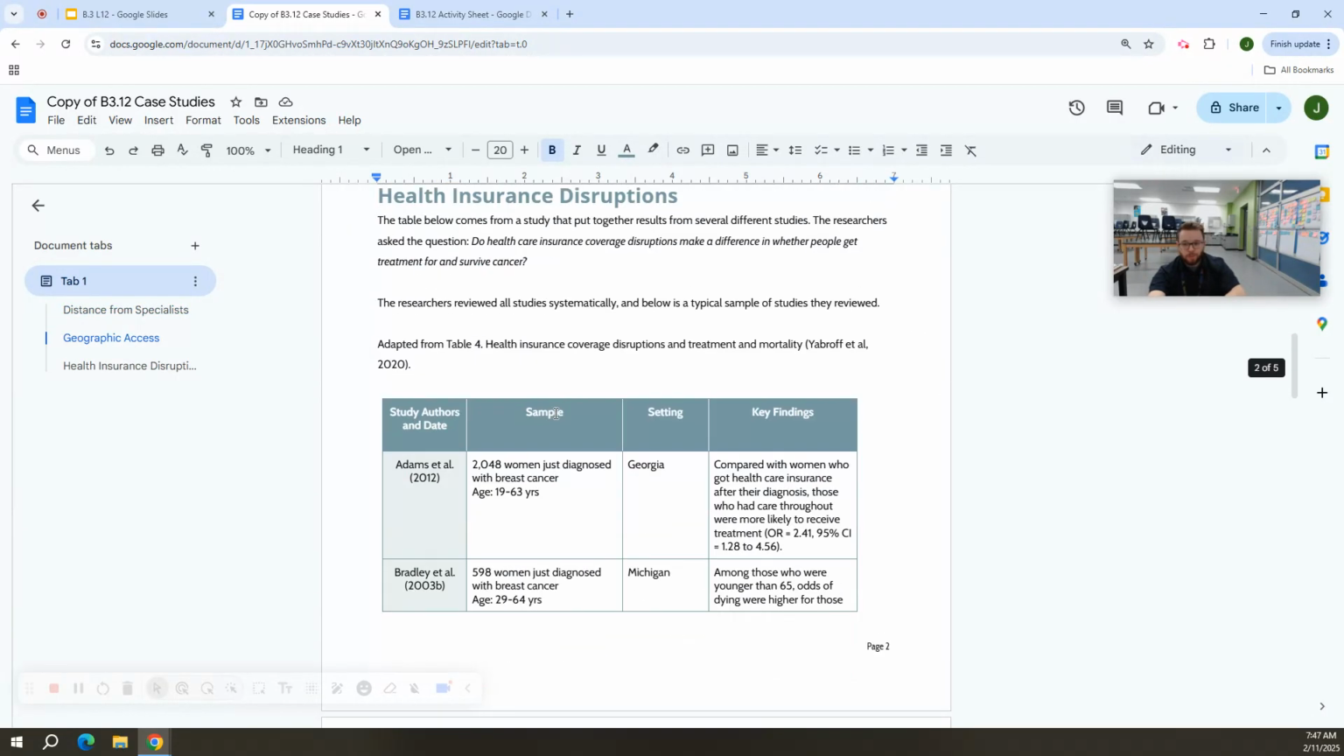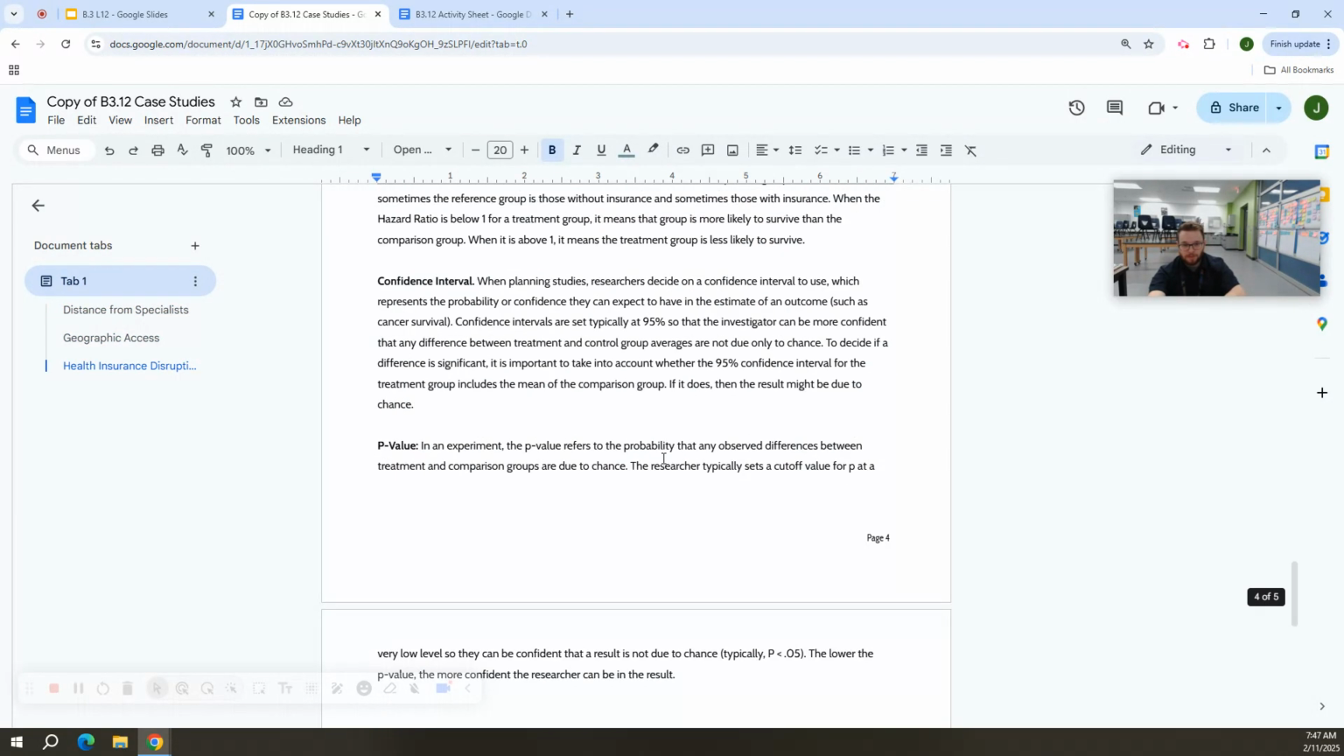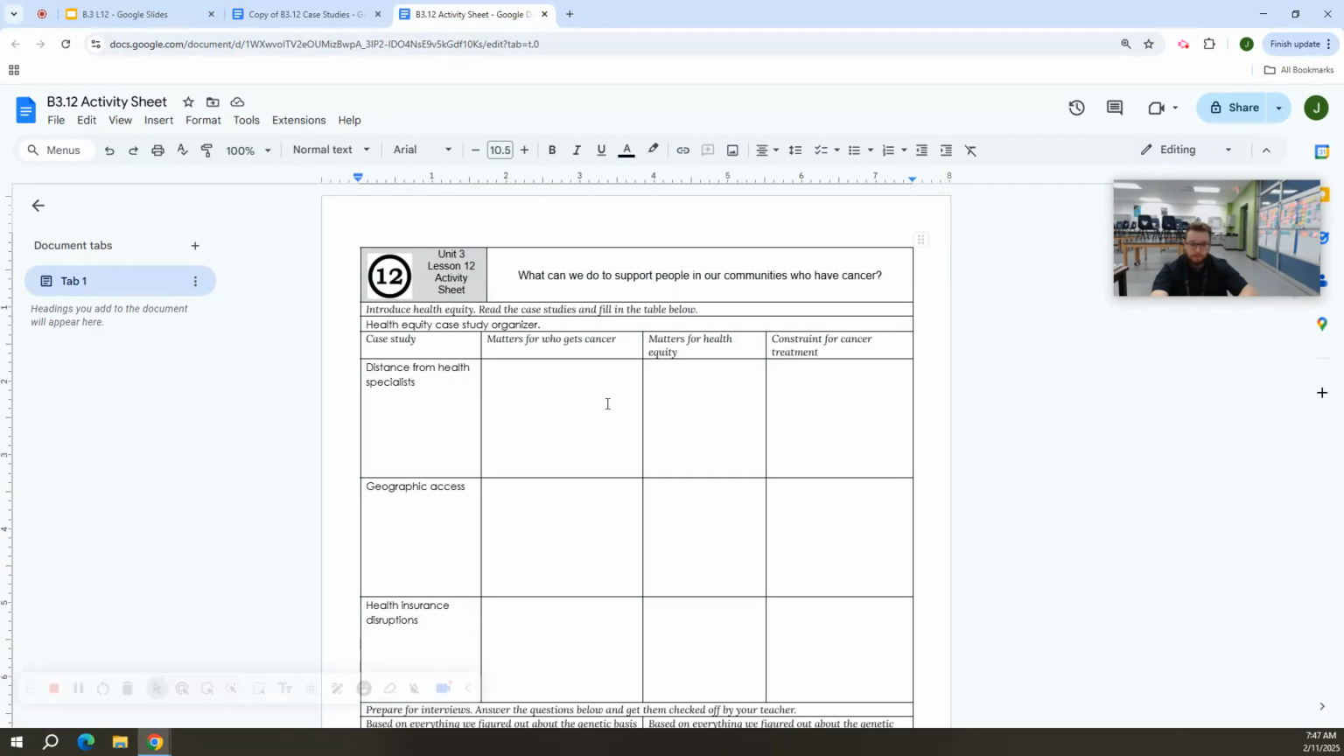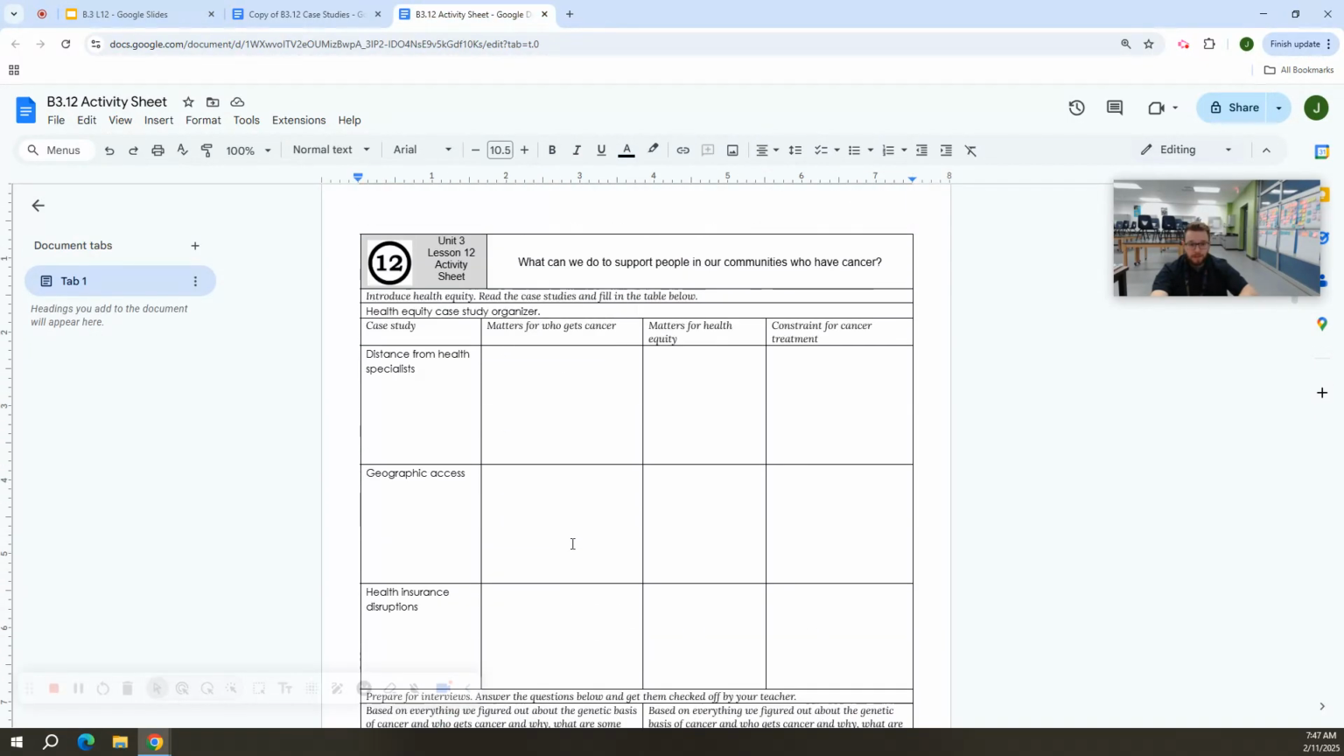Again, it's not super long. I mean, 5 pages, and most of it is that table, but still. So if you don't want to work with your group and split it up and you want to read the whole thing, you're welcome to do that. That is not my recommended method, but you're welcome to do that if you'd like to. And then you're going to fill in this table as you go.